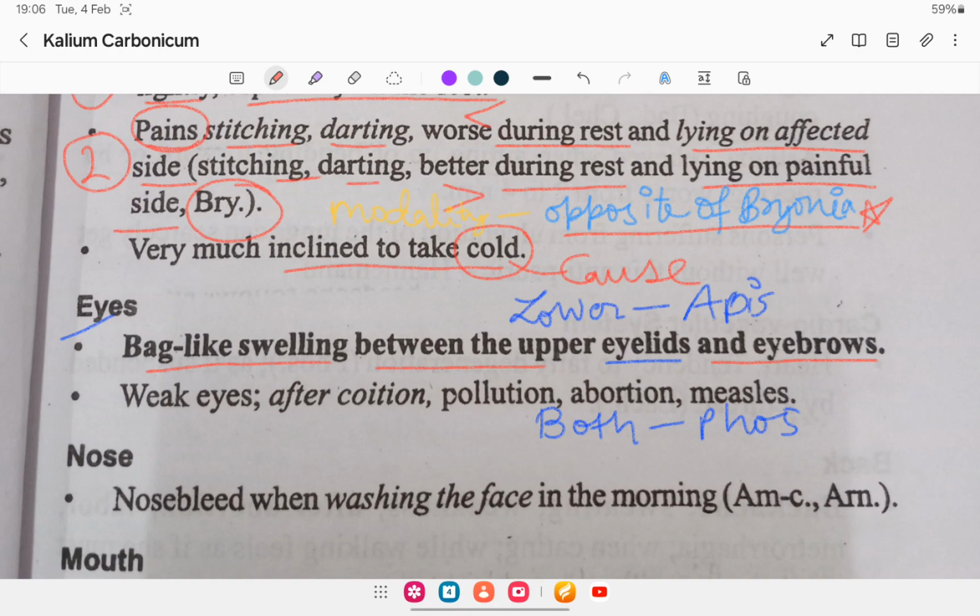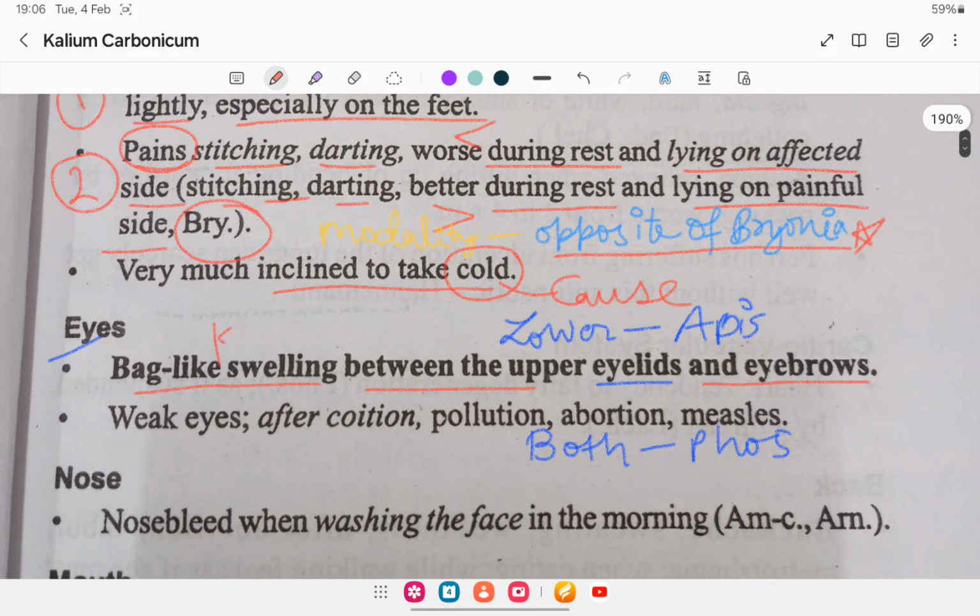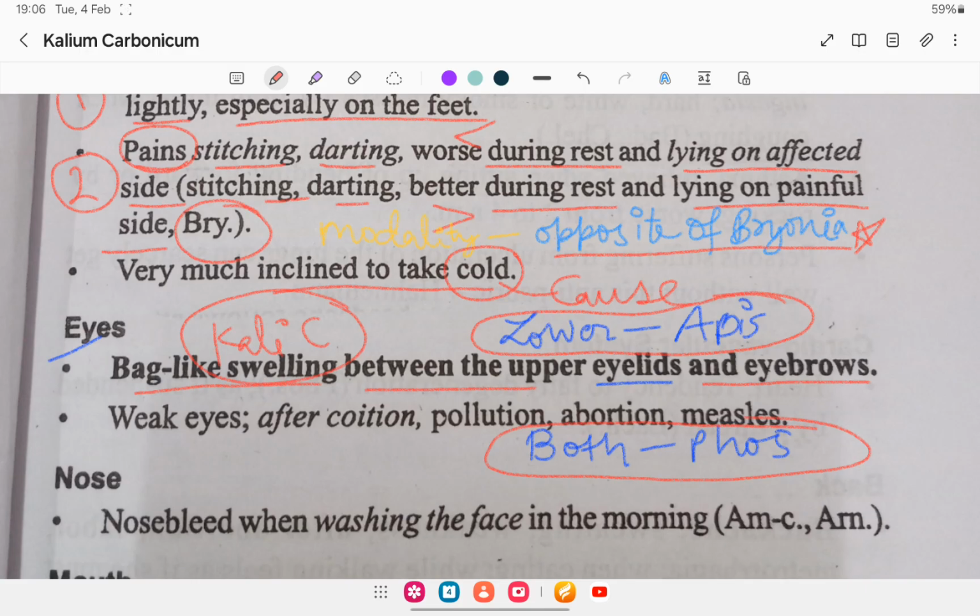Bag-like swelling between the upper eyelids and eyebrows, or swelling on the upper eyelids, this is Kali carb. Lower eyelids, Apis. Both eyelids swelling, Phosphorus. These are the important symptoms.